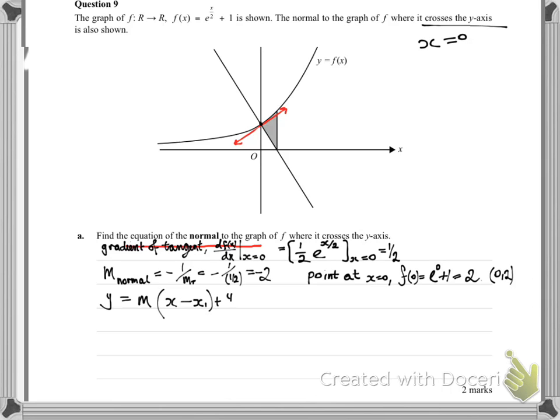Now we use our formula for the equation of a straight line. And we use our values. Negative 2, x1 is 0, y1 is 2. And there it is, y equals negative 2x plus 2.